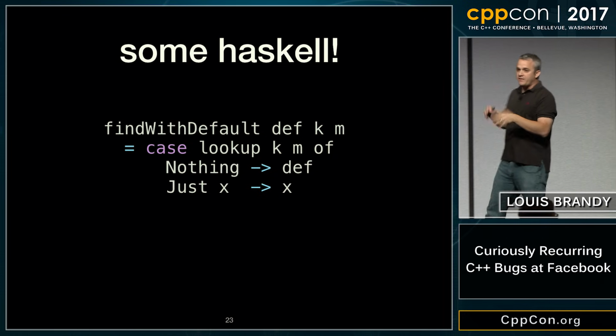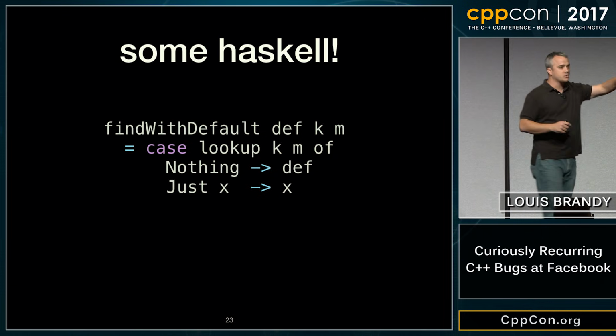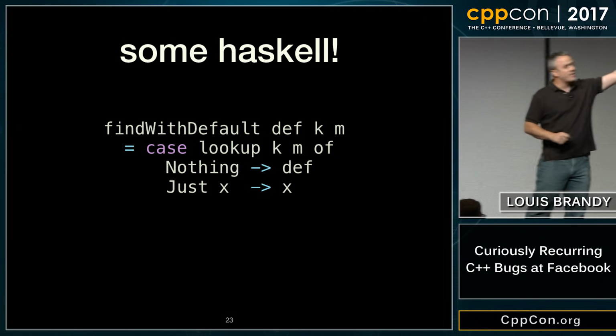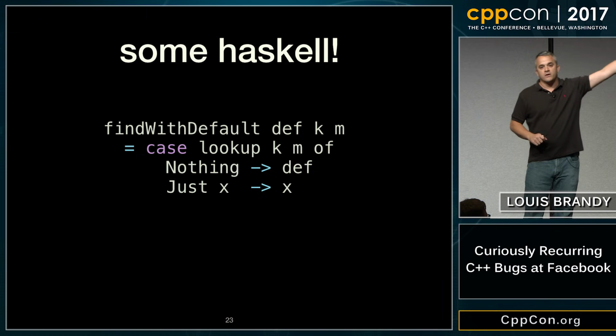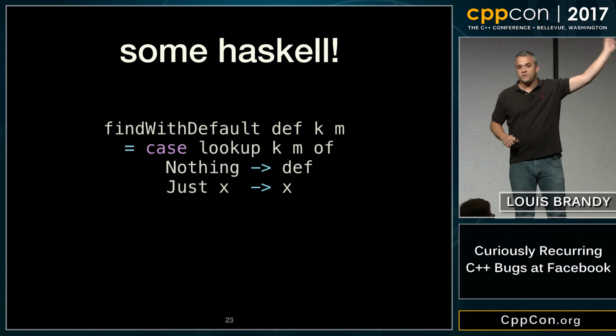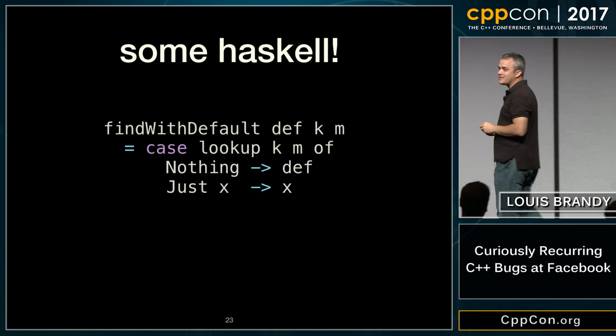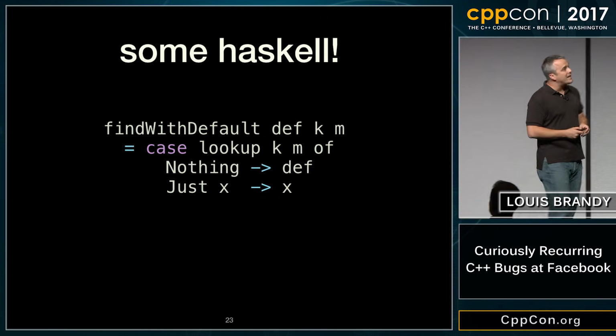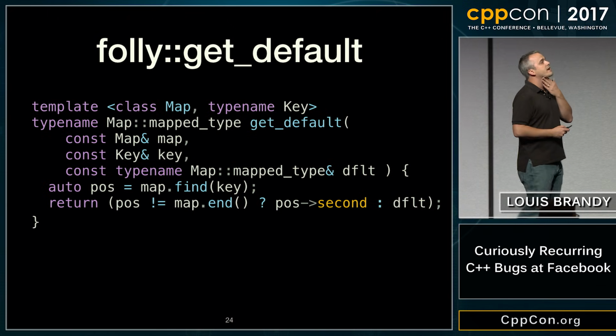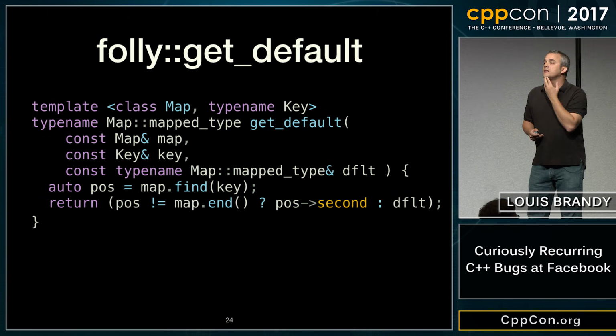It says find with default. Default, KM, they're in reverse order in Haskell, okay? It says look up the key in the map. If you find nothing, return the default. If you find an X, return the X. That's what it looks like in the GHC standard library. This is what the Folly version of this exact thing looks like. So we have effectively the same function in Folly.